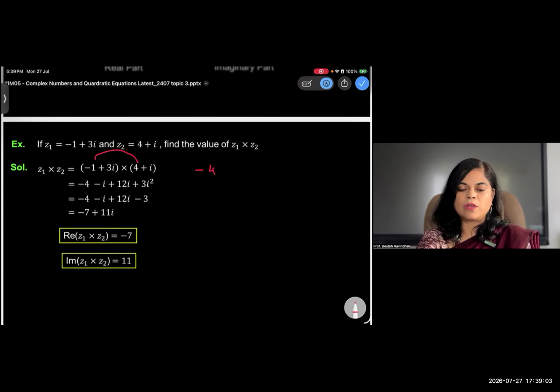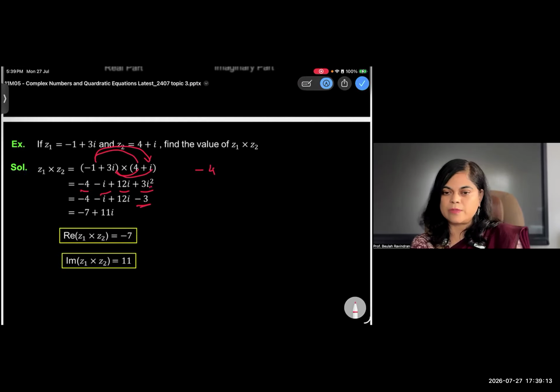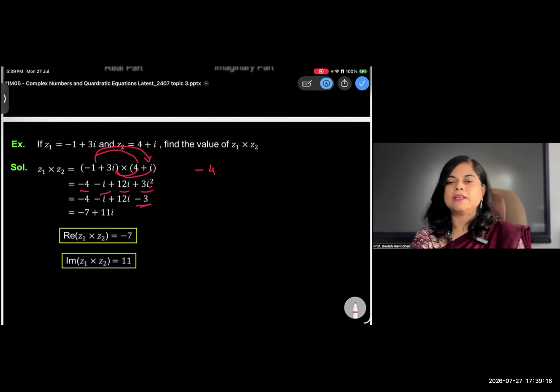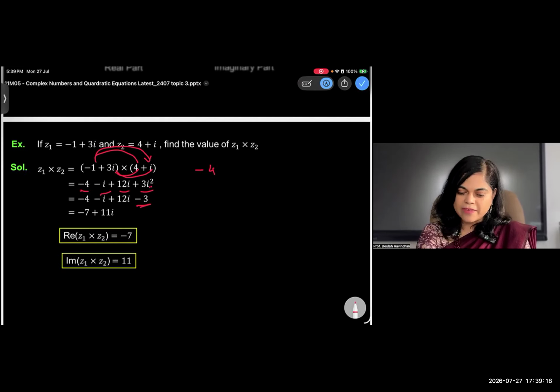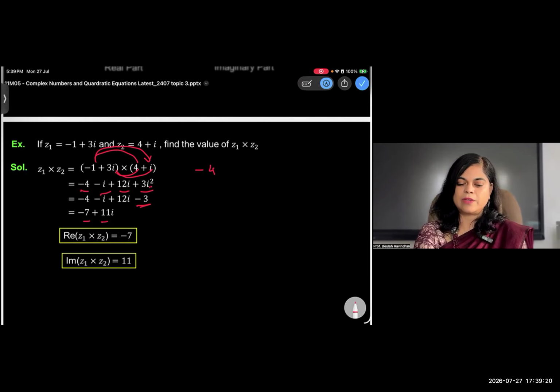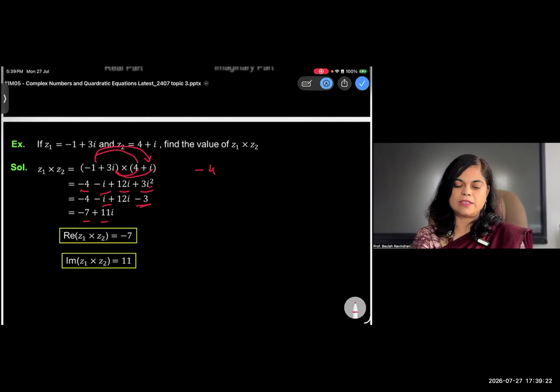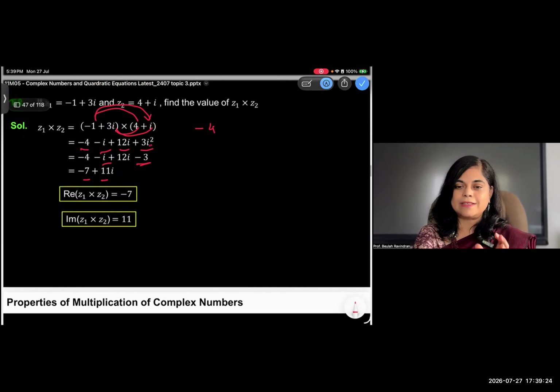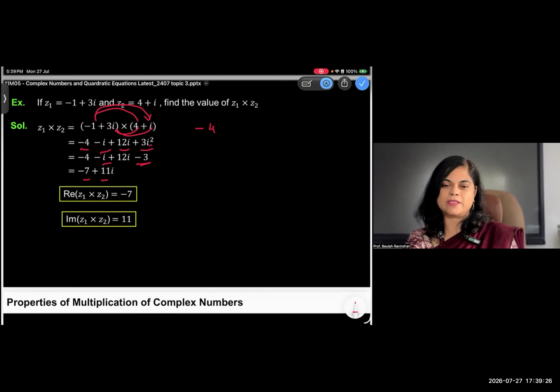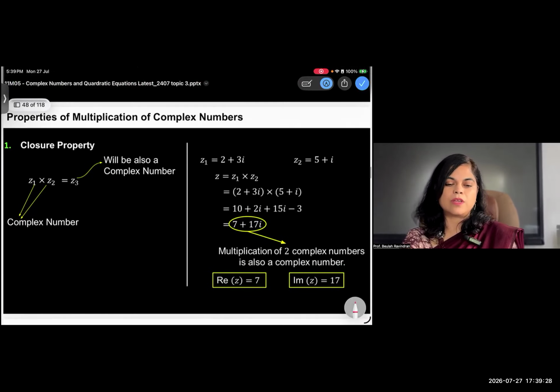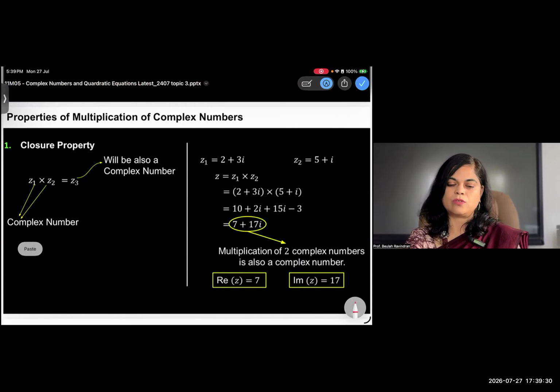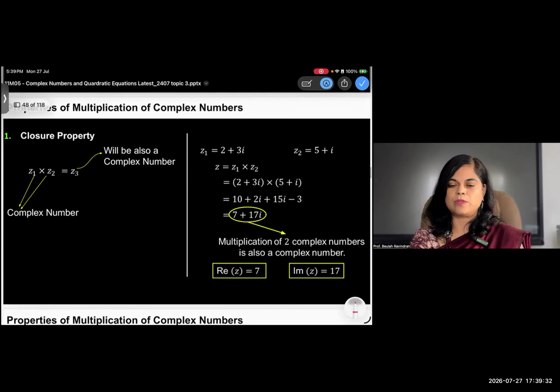Negative 4, negative i, and 12i plus 3i square. So i square is minus 1, so minus 1 into 3 will be negative 3. So negative 7 plus 11i. So it is the resultant. You must write it as a real part as well as an imaginary part. Then the properties of multiplication are also discussed here. You can check with that.